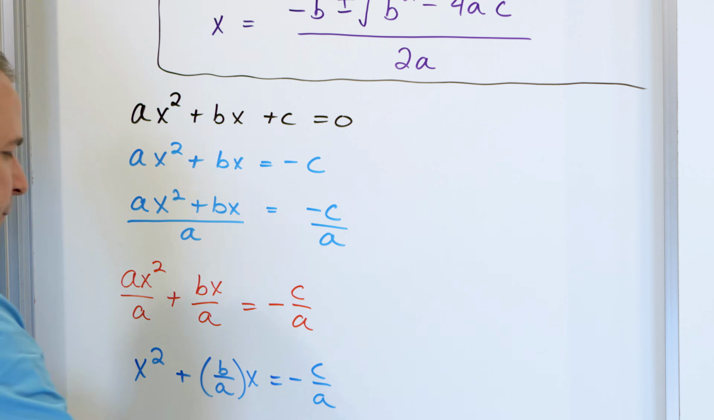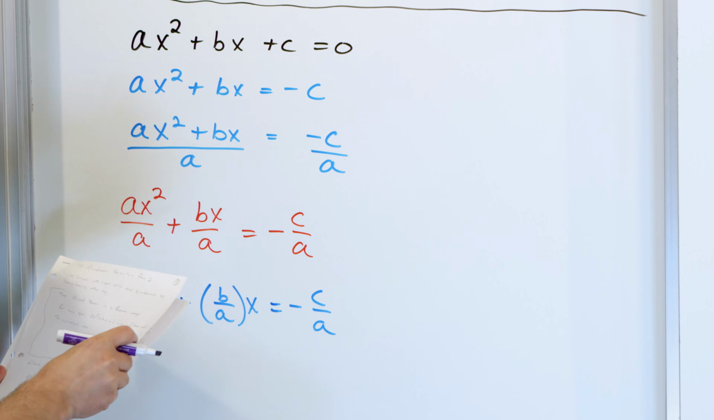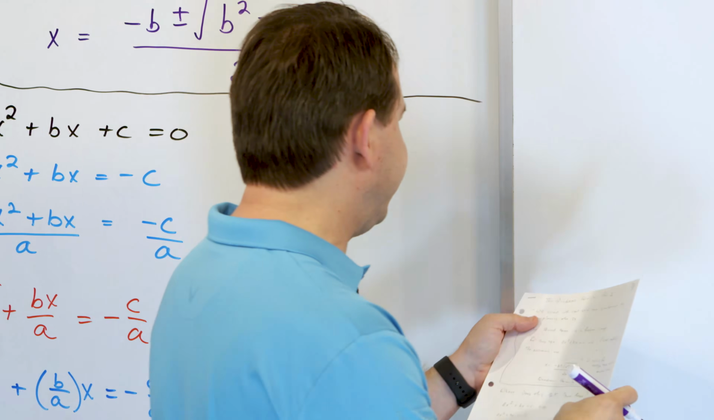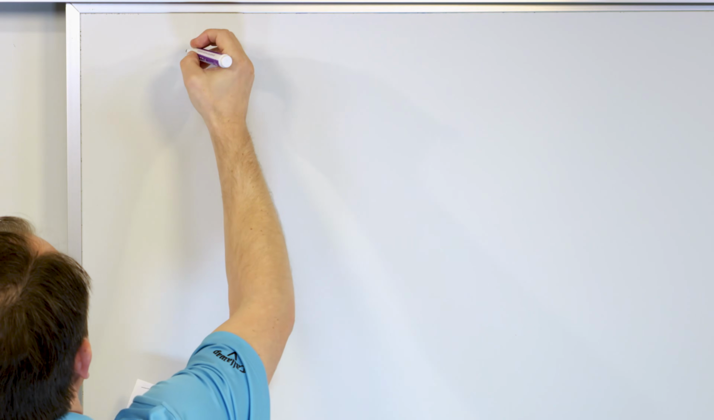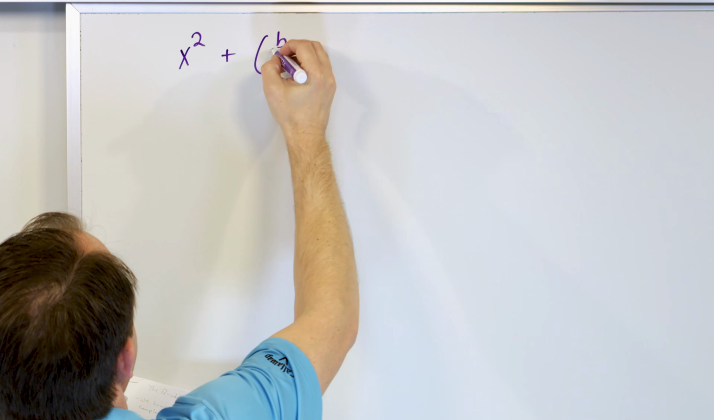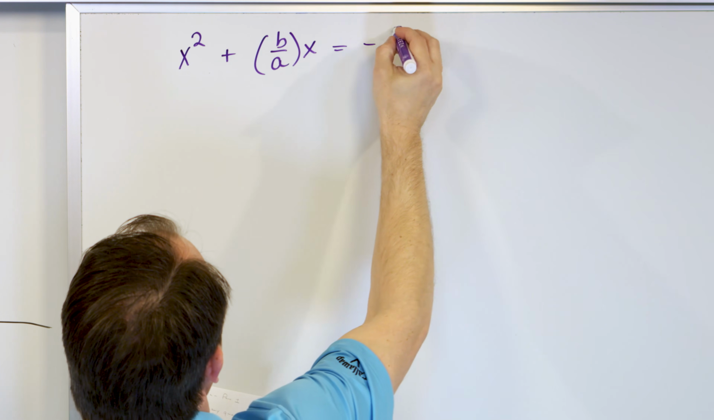So, let me see, where do I want to do this? I think I want to do it on the next board. Let me rewrite this as it sits. It's going to be x squared plus the fraction b over a times x, that's the coefficient of x, is equal to negative c over a.